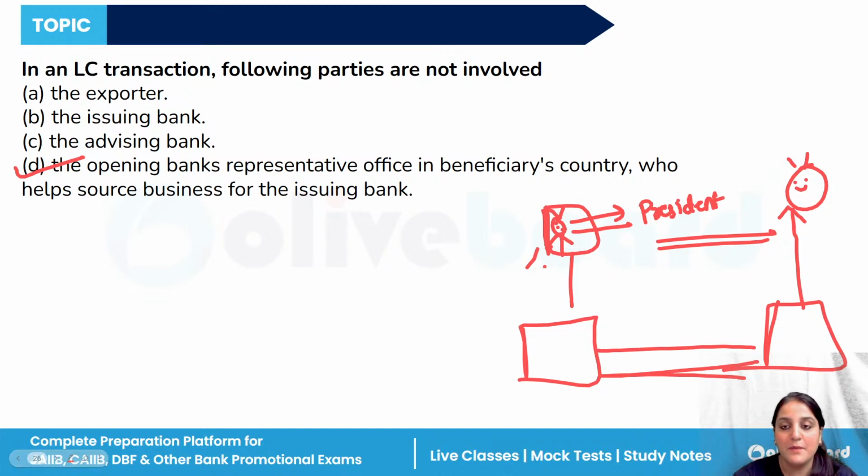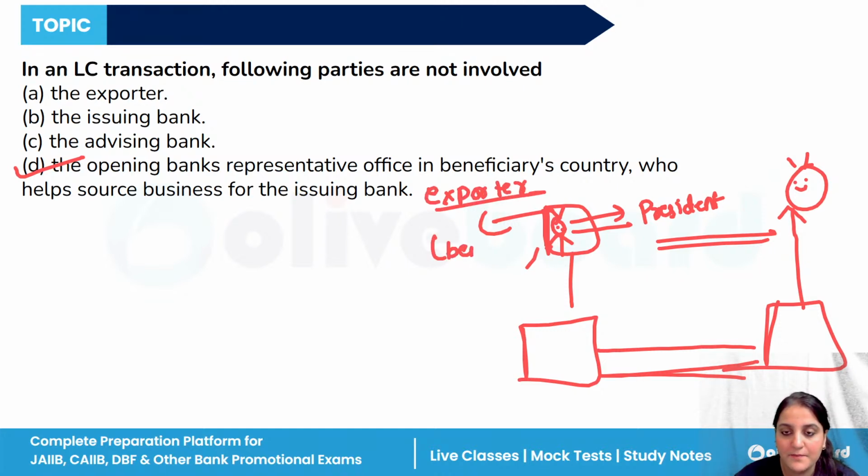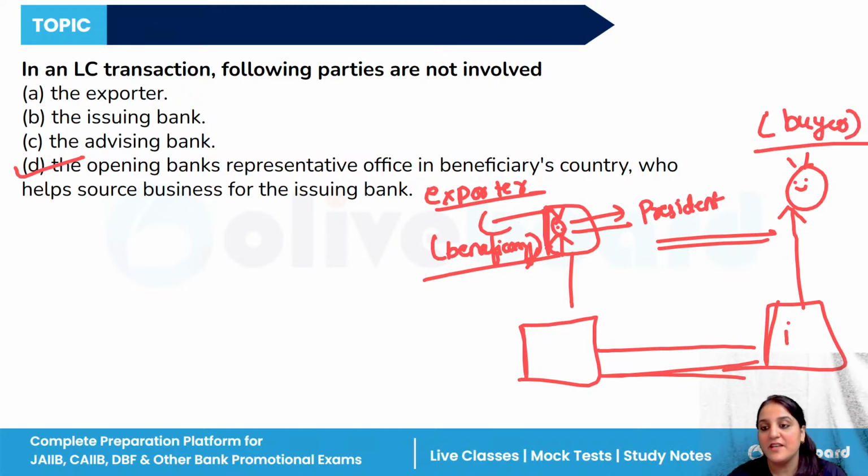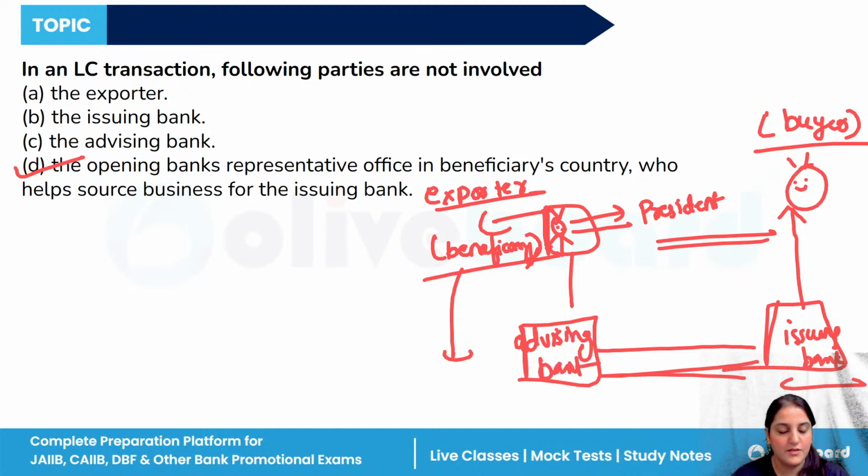Now these two banks will work on behalf of Jinping and Modi ji. Okay. So Jinping is basically the exporter or the beneficiary, and Modi ji is basically the buyer. Okay, and they have the issuing bank, and Jinping has their advising bank. Understood?